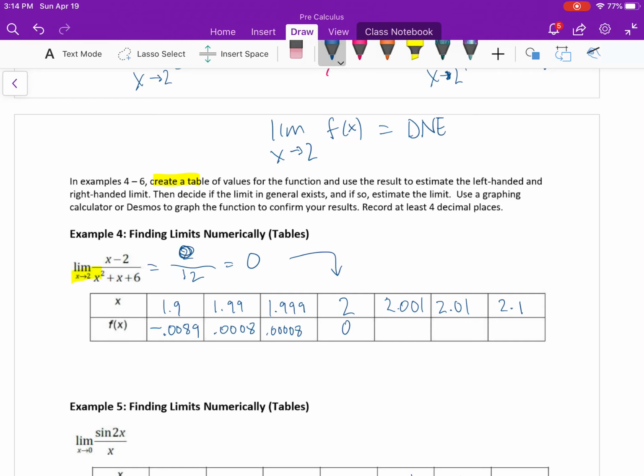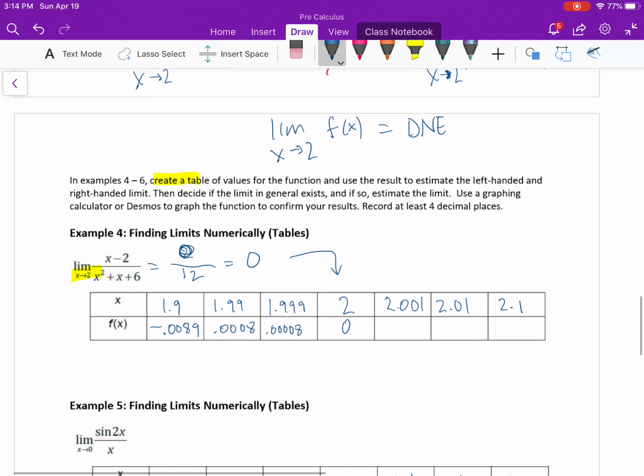I'm going to plug in a 2.001, I end up with 0.00008, 0.0008, and 0.0079. I made a mistake. These guys over here are actually negatives.